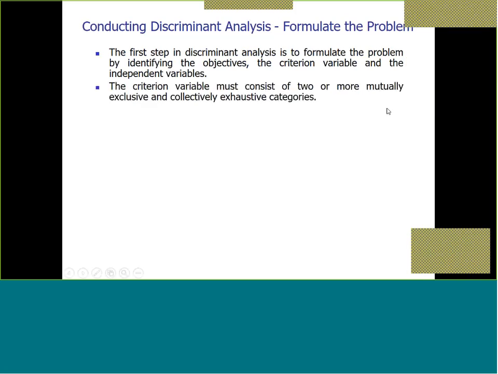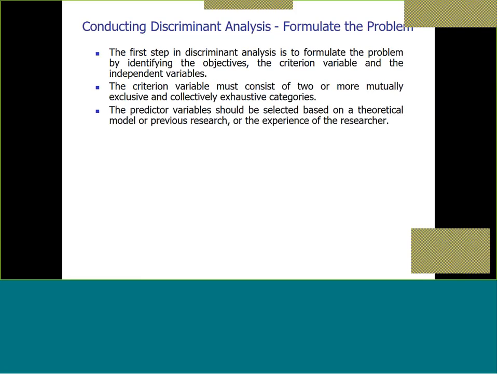So the criterion variable must consist of two or more mutually exclusive and collectively exhaustive categories. Of course, the dependent variable may have two or more categories. The predictor variable, or the independent variable, should be selected based on a theoretical model or previous research.